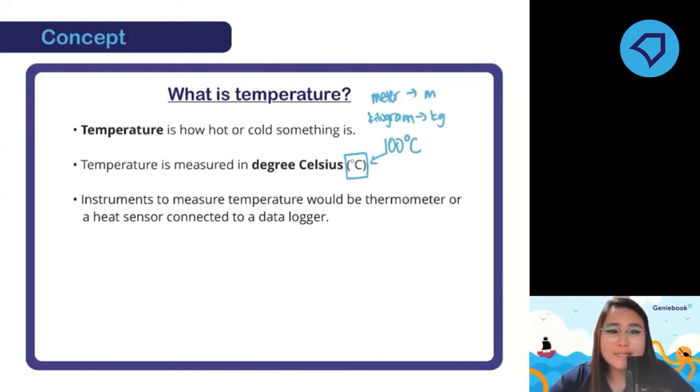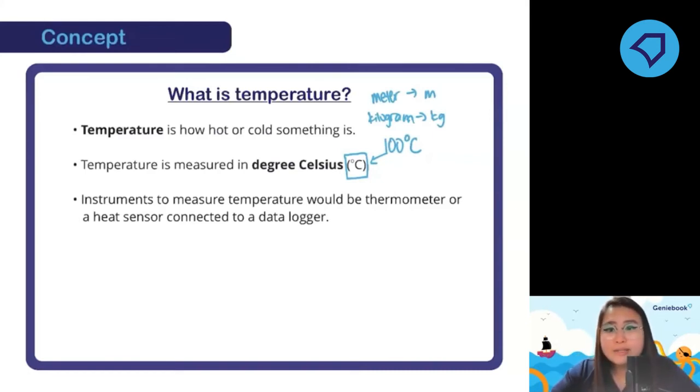I know that sometimes on GenieBook you're not able to write that degree symbol, but we are going to accept if you write O and capital C. But just to note that in examinations, when you're doing worksheets, especially in school, the degree should be on the top and it's a capital C.